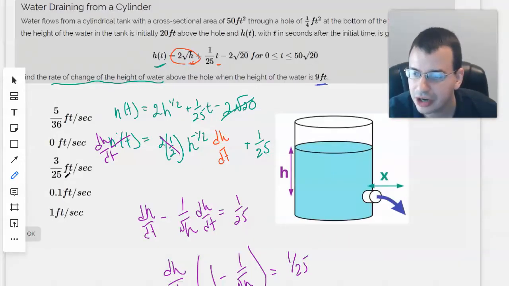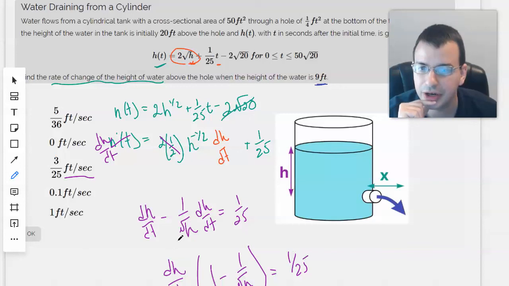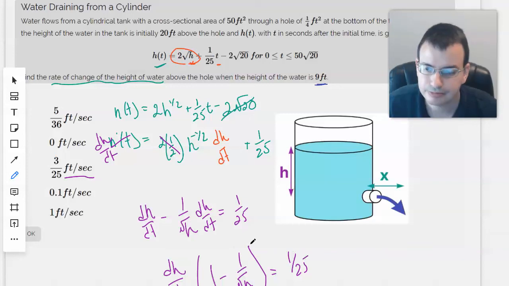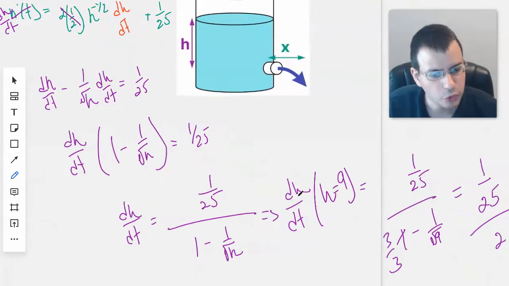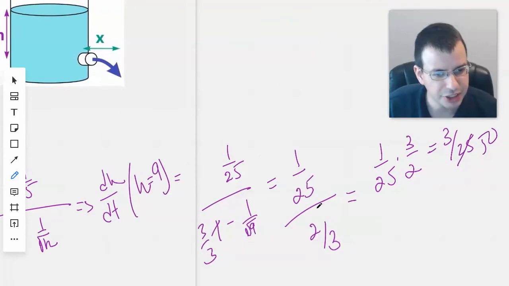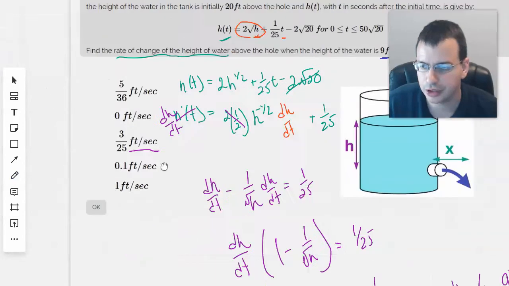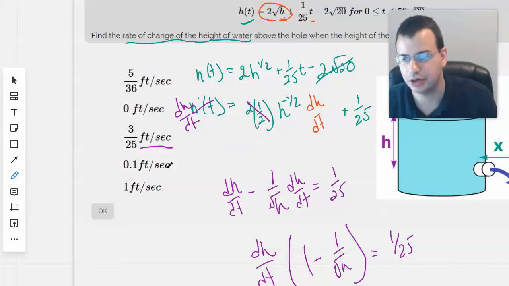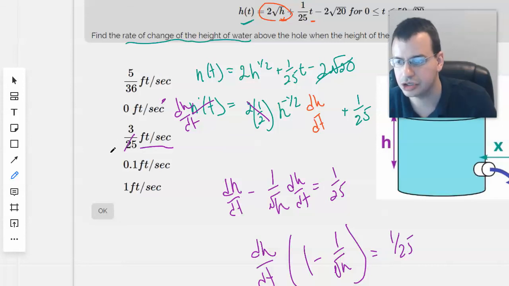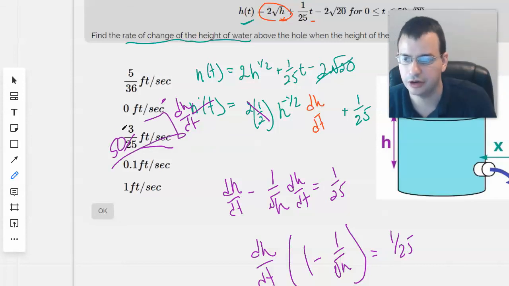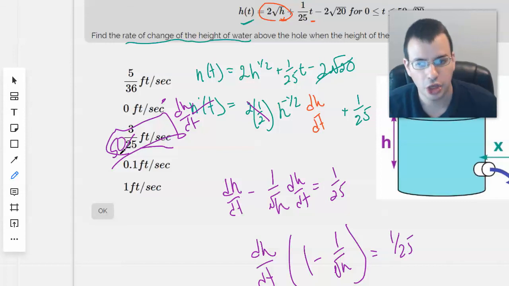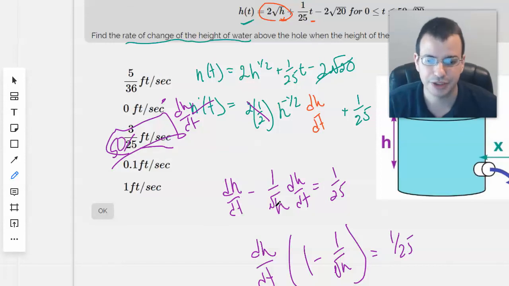This is the only one that looks similar. Maybe I missed it from somewhere. Normally I would second guess myself, but I'm pretty confident in what we did here. So for this one, I'm going to say the answer listed is wrong, and this should actually be 3 over 50. The answer will be 3 over 50 feet per second.